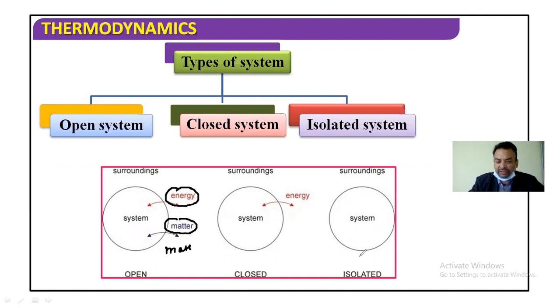Now, isolated system means there is neither any exchange of energy nor any exchange of mass between the system and the surrounding. So that is called the isolated system. For example, we have a well insulated kettle filled with milk, water, or tea. We know that in the kettle there is no exchange of heat and matter or mass between system and surrounding. So that is called an isolated system.